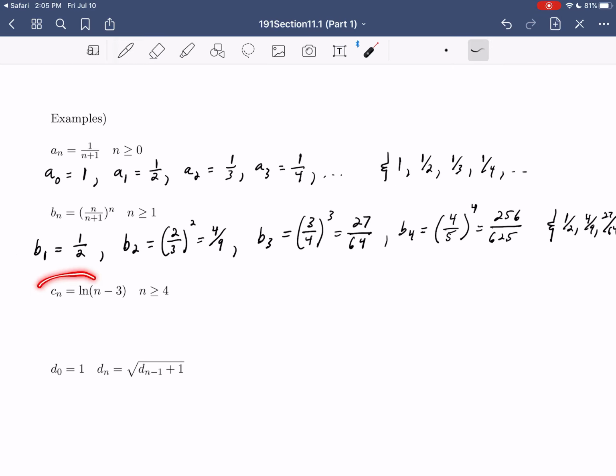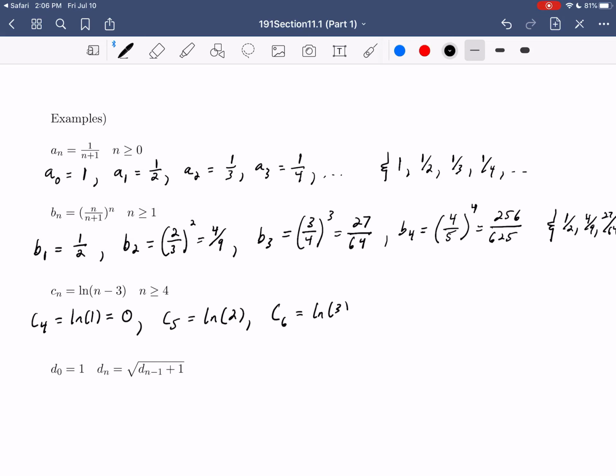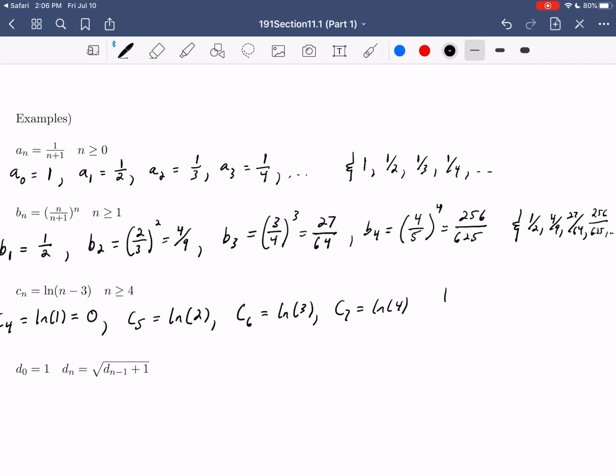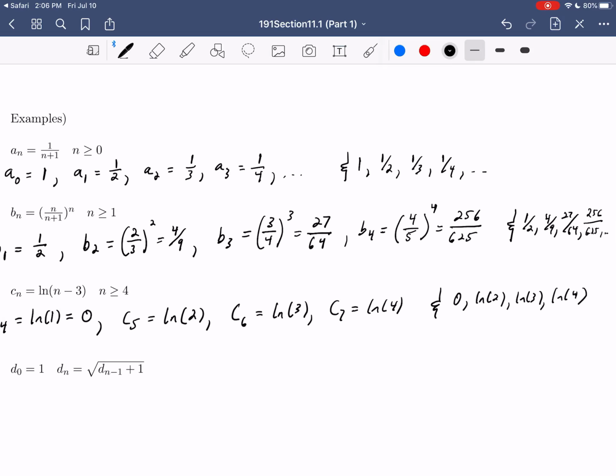Okay, here's a third example. Notice that you can involve functions just like you would normally be able to. So here c sub 4 would be the first one, which would be ln of 1, which would be 0. Then c sub 5 would be ln of 2, c sub 6 would be ln of 3, and c sub 7 would be ln of 4. So this would be the sequence that goes 0, ln of 2, ln of 3, ln of 4, and then just continues on forever like that.